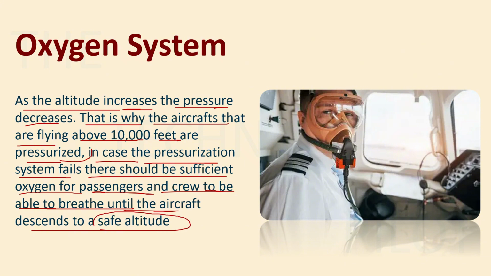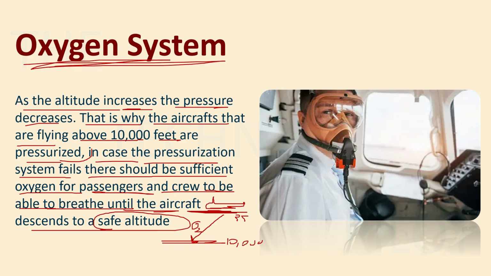What is a safe altitude? Obviously, an altitude below 10,000 feet. So if the aircraft is, let's say, at 35,000 feet somewhere here, and it develops some issue with the pressure system, then there will be a disaster, right? So from the time the aircraft descends from 35,000 feet to 10,000 feet, in that brief time, there should be sufficient oxygen available for the crew and the passengers. So that is why we have an oxygen system in our aircraft.